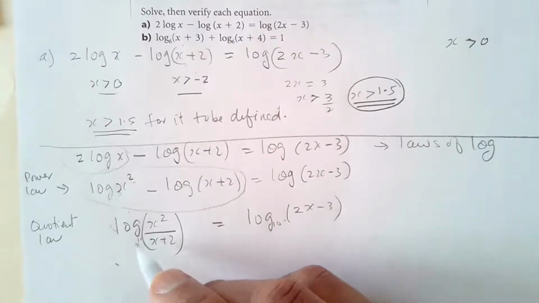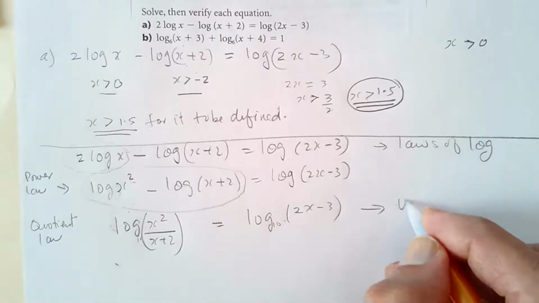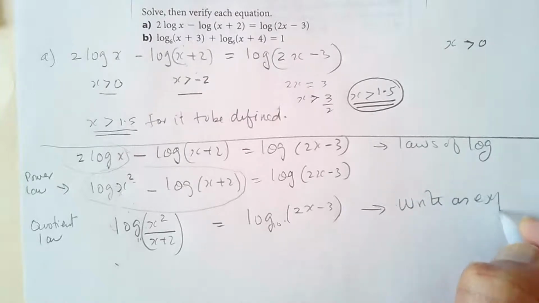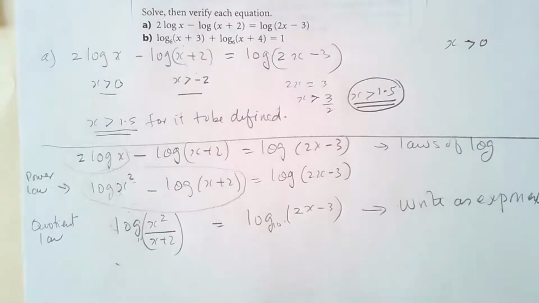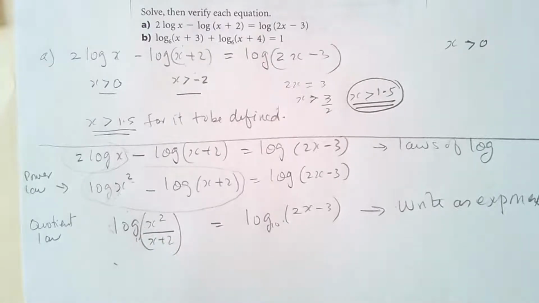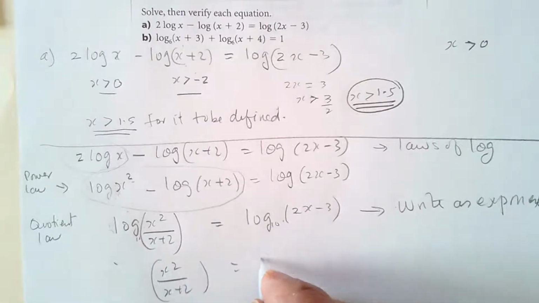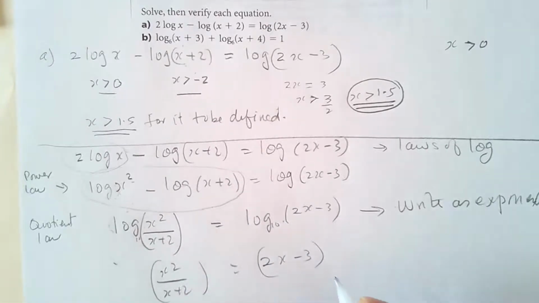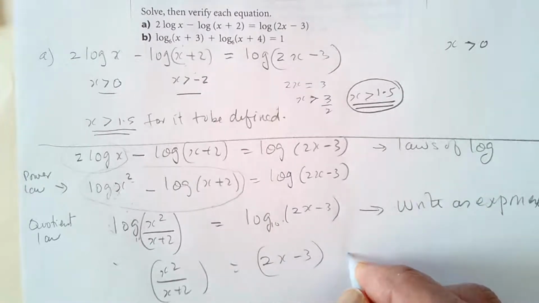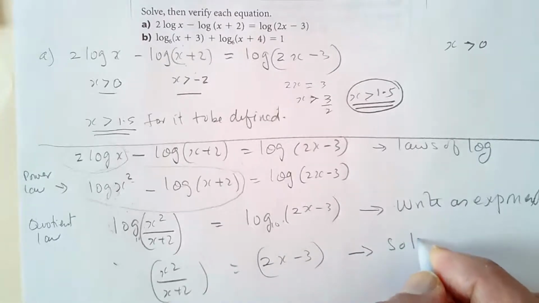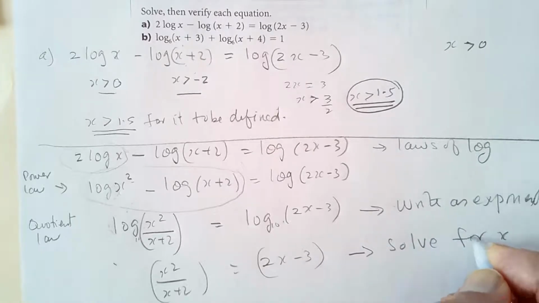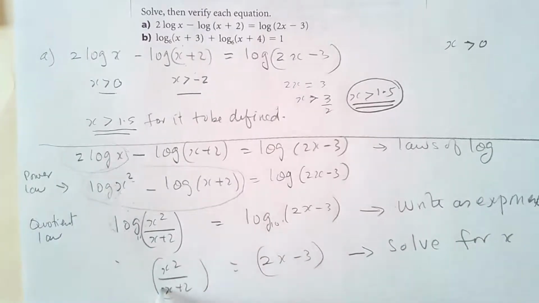Now, we can write these as exponents. As soon as we write them as exponents, we remove the logs. So now it becomes x squared over x plus 2 is equal to 2x minus 3. Then we will be solving for x. Now we need to solve for x. So we multiply both sides by x plus 2.